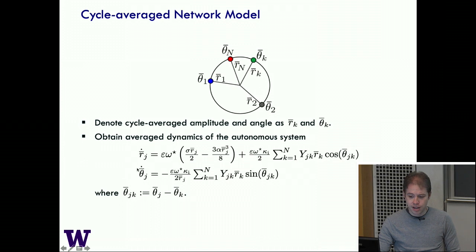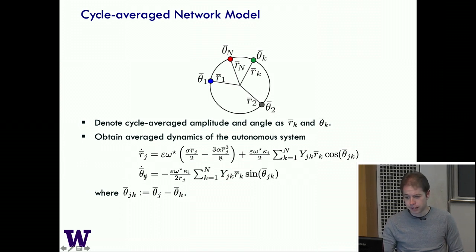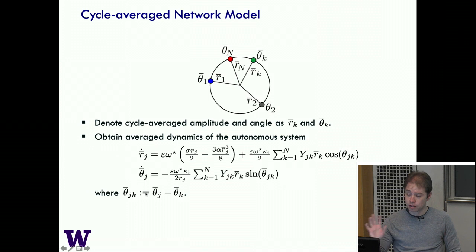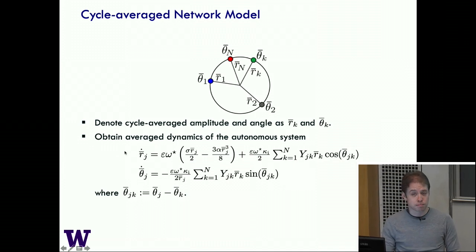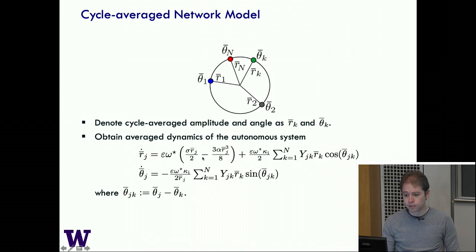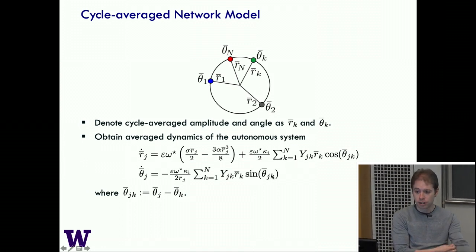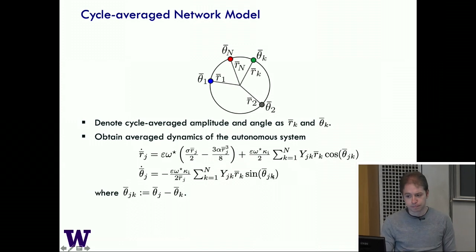And this is the averaged angular dynamics over that system. Notation-wise, this theta jk is just a shorthand way of saying we're looking at angle differences. This equation is much simpler to work with, and it has some really beautiful properties that allow us to start studying the system more carefully.